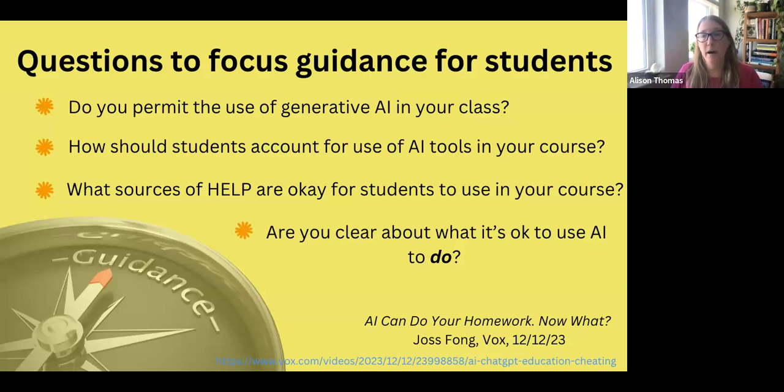And so thinking about what functions it's okay for a student to use AI to perform is a really good starting place. And if you want to think about this more, I really recommend this video. Maybe you've seen this before. I've introduced it in a few different CTRL things. Joss Fong's Vox video, AI Can Do Your Homework, Now What? There's a lot of really interesting people talking in the video, but at one point she uses this chart to identify some of the functions that AI tools can perform. And I think it's a useful way to get used to that idea of function over brand name.